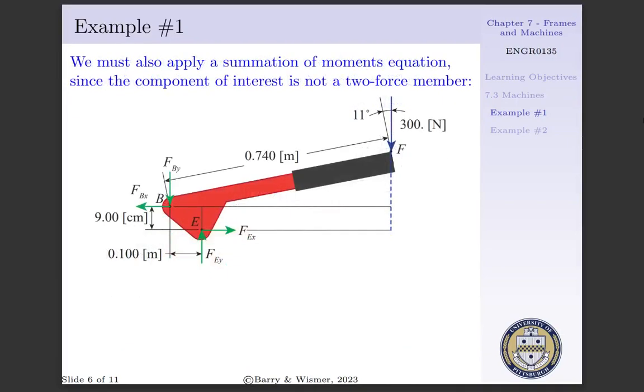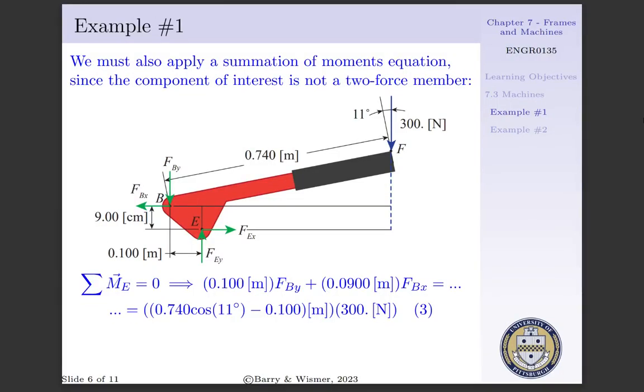Since our handle is not a two-force member, we are able to apply our summation of moments. To do this, we'll pick the simplest point within our system. Taking the sum of moments about point E and setting it equal to 0, we see that Fby acts on a moment arm of 0.1 meters, creating a counterclockwise rotation, while Fbx acts on a moment arm of 0.09 meters, also creating a counterclockwise rotation. This is counteracted by our 300 newton force that's acting on a moment arm of 0.740 meters cosine 11 degrees minus 0.1 meters, that's creating a clockwise rotation.